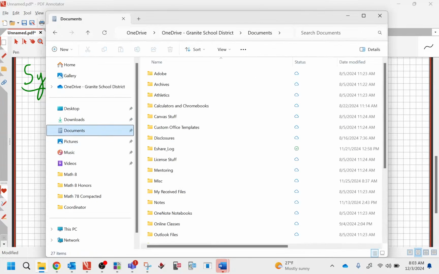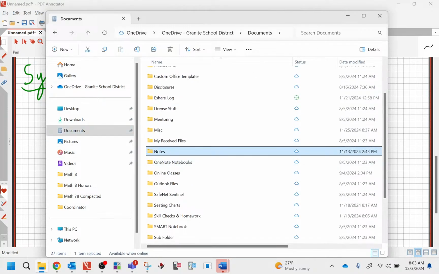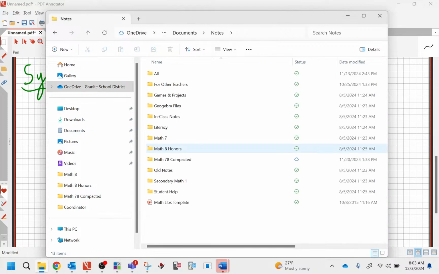Behold the inner workings of Mr. Petersen's computer files.